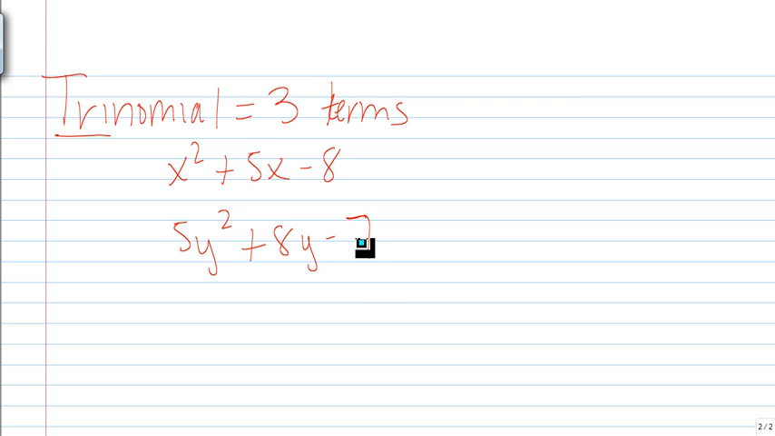So now I bet you're thinking, well, what if you have more than three terms? What is that? Really, there's no special word for it. All we have in classification-wise of polynomials is you have a monomial, a binomial, or a trinomial. If it's greater than three terms, there's just no classification for it.